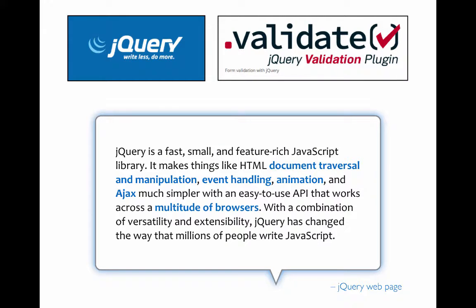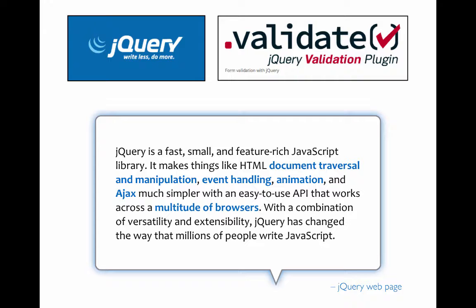jQuery is a JavaScript library that can simplify JavaScript programming by making the elements in your HTML document easy to access and to modify. This is the blurb from the jQuery website. As you can see, they emphasize document traversal and manipulation, event handling, animation, and Ajax. Another strength of jQuery is that many browsers have slight differences in their JavaScript engines, and jQuery developers do a good job of making it work well despite these differences.